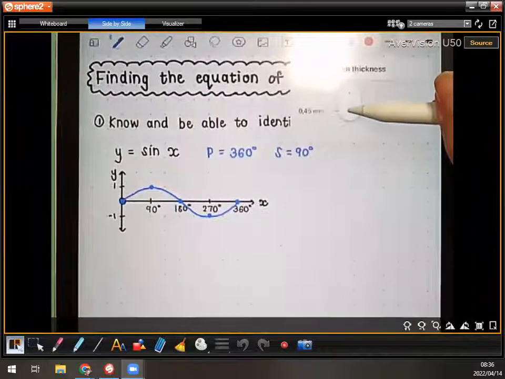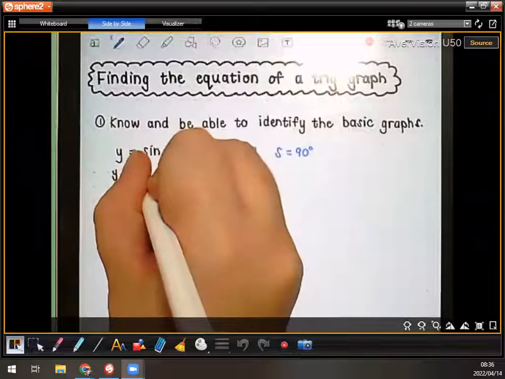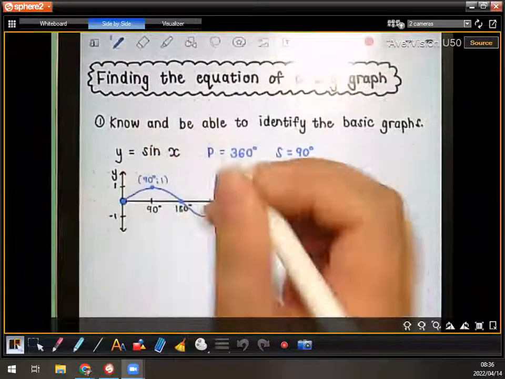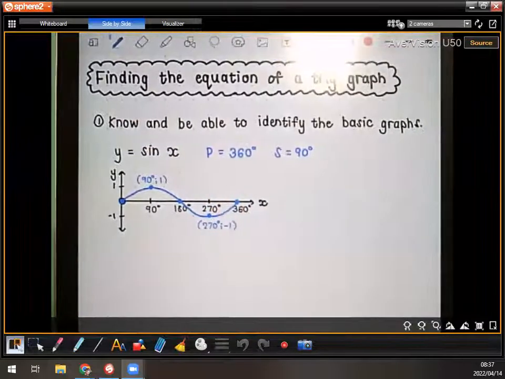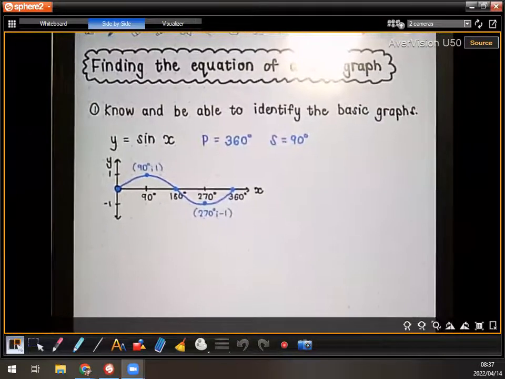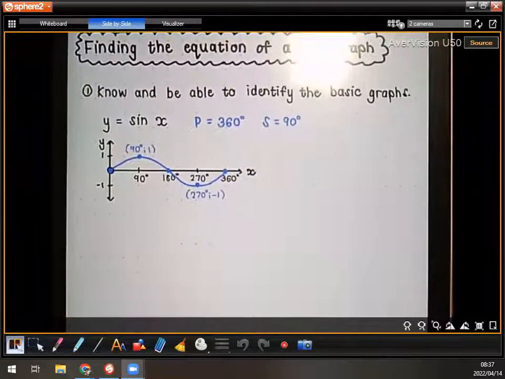And then we just want to write in the coordinates of the points that are not on the axes. So we have the point 90 and 1, and we have the point 270 and -1. So that's the basic sine graph. You need to know that shape. At least you need to know that it starts at 0, 0, the origin, so that if you have a point at 30 and 0, you can see that's a sine graph that has been moved 30 degrees to the right. That's what we need to be able to identify.